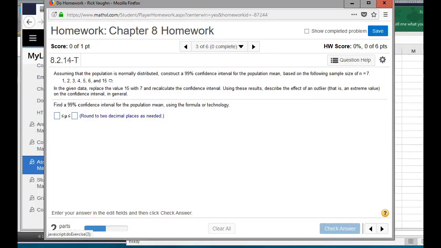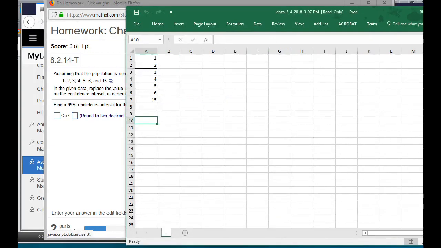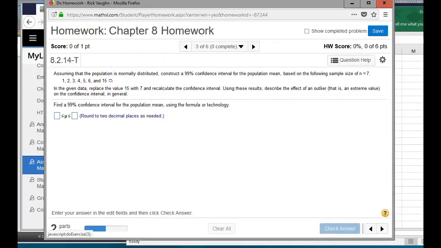In this case, we have some data that are given to you. I clicked on this icon and actually already loaded those data into Excel. And now we're going to construct a 99% confidence interval for the population mean. We know the sample size, and then we're going to just replace one of the values with something else.